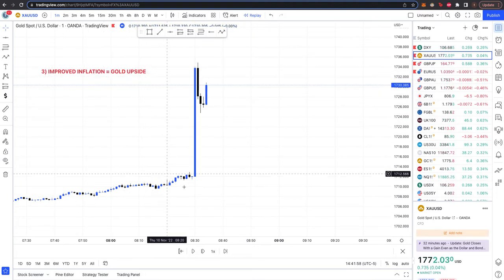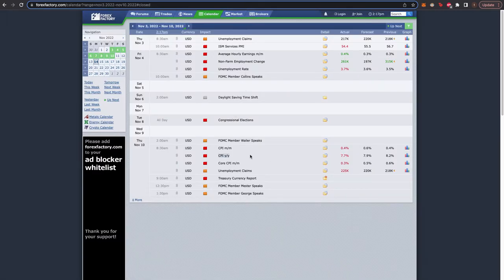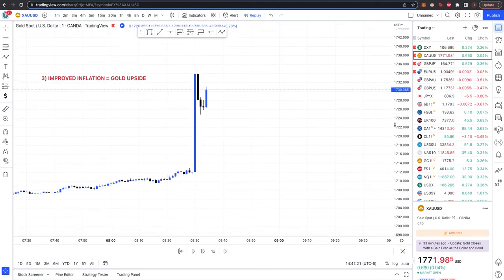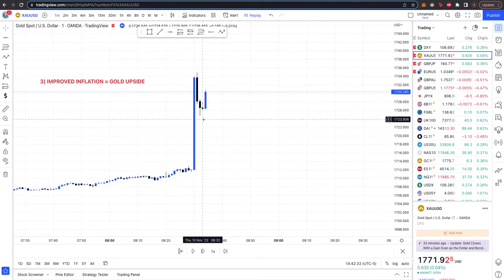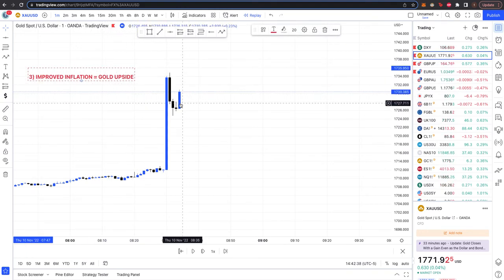Improved inflation, gold upside. So now I'm on the 1 minute chart, right? This is how I trade. I've been on Forex Factory, looking at the news release, and at 8:30, I know that CPI has come out as an improved figure, 7.7, below forecast, below the previous reading. I'm expecting to see gold push to the upside, okay? Now, the first minute news comes out, we see a huge push, and then a small retracement, right? So straight away, I'm using this information advantage to then look for buys.